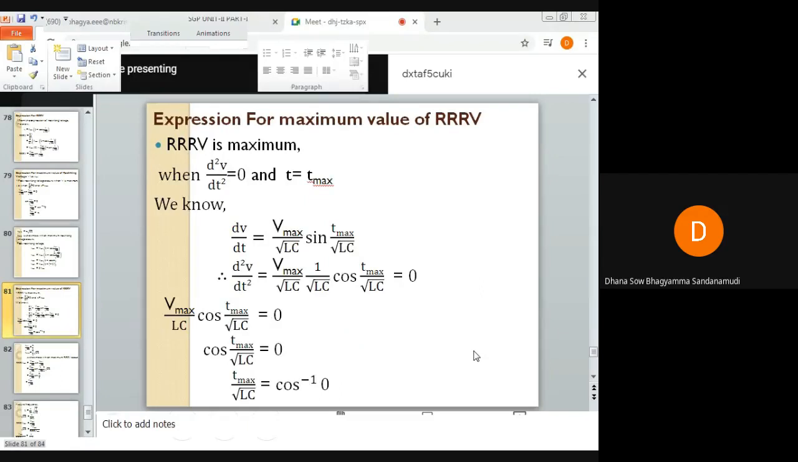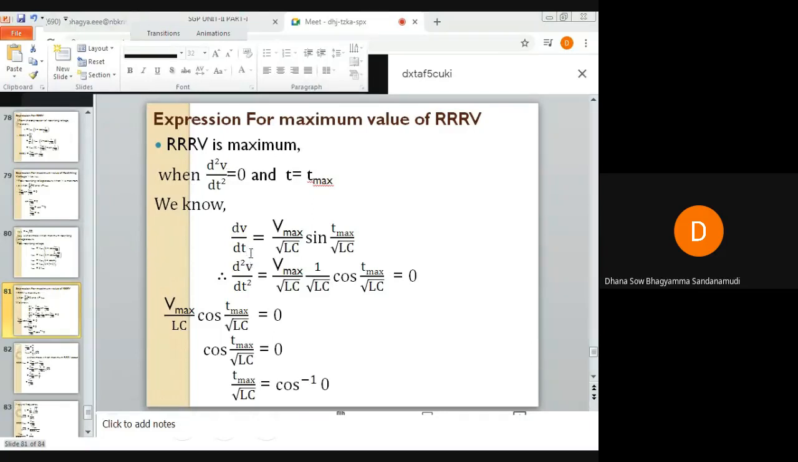Next, let us see the maximum value of rate of rise of restriking voltage. Rate of rise of restriking voltage is nothing but dV by dt. So what is the maximum value of rate of rise of restriking voltage? In order to determine the maximum value, you must differentiate it with respect to t. So differentiate dV by dt with respect to t, it will become d square V by dt square, equate it to 0 and assume t equal to t max.